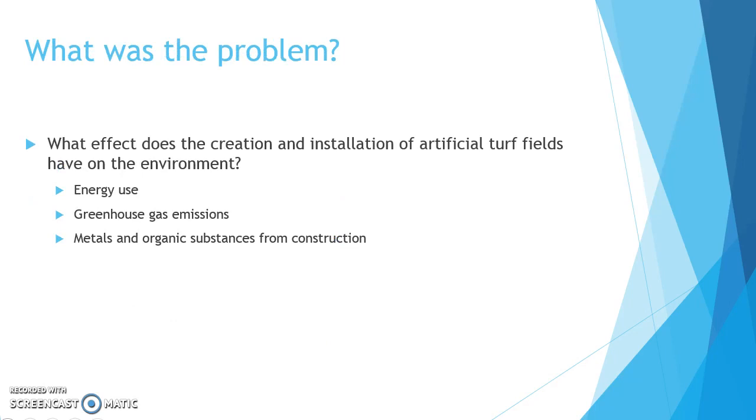What was the problem? The study focused on the creation, installation, and removal of artificial turf fields. So their problem was, what effect does all this construction have on its surrounding environments? And to figure out the solution to this problem, they wanted to look at the energy usage, the greenhouse gas emissions, and the metals and organic substances from the construction.